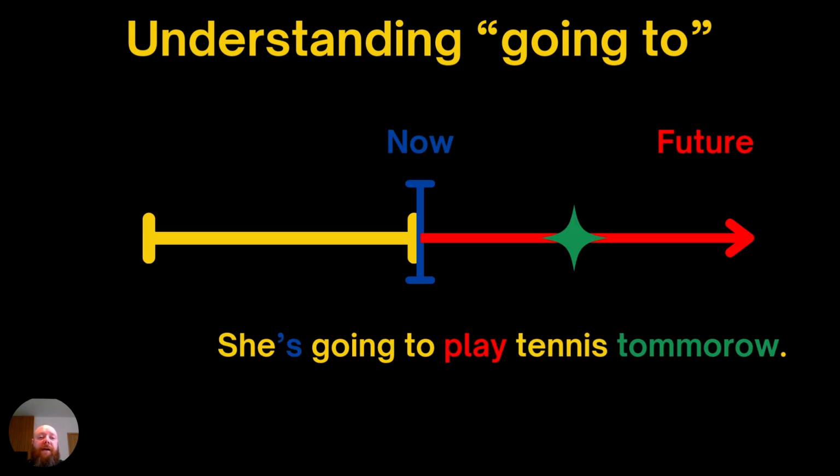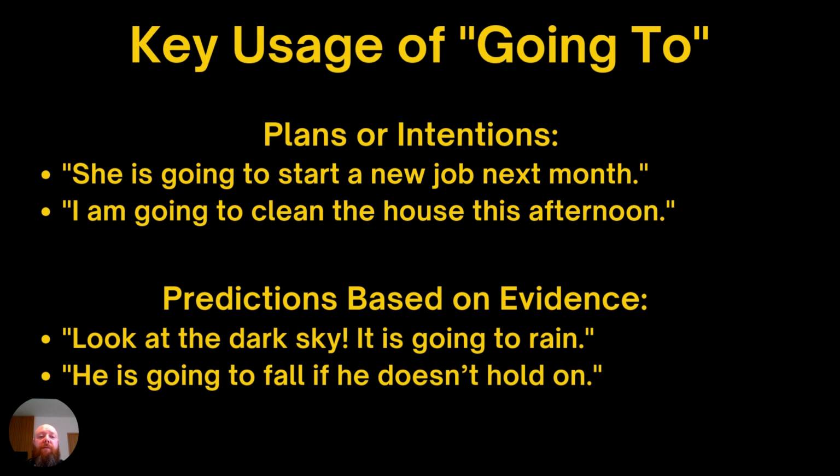So next, have a look at the slide showing, so here we are now, and we are talking about something in the future. So she's going to play tennis tomorrow. So tomorrow will be in the future. Okay, the next part. So when we use going to, we use for plans or intentions. So some future plan. She is going to start a new job next month. I am going to clean the house this afternoon.